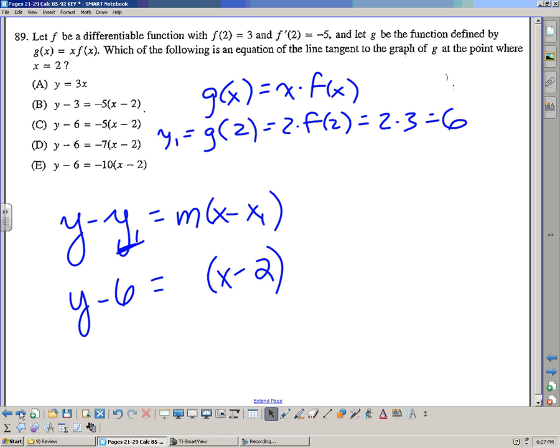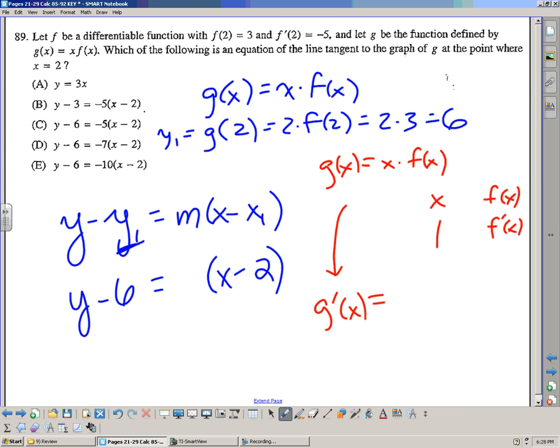Well, let's see. g of x was x times f of x. In order to get m, which is the slope, I need to take the derivative. Well, x times f of x requires us to use the product rule. So I'll write my little individual pieces, and I'll take the derivative with respect to x. Derivative of x with respect to x is 1. Derivative of f is f prime. And so g prime of x equals x f prime of x plus 1 times f of x, or just f of x.